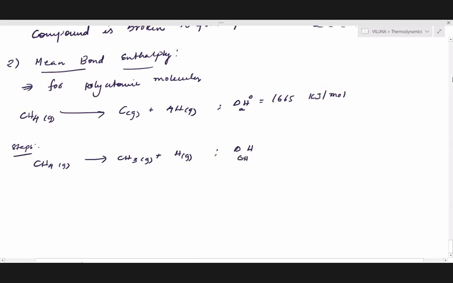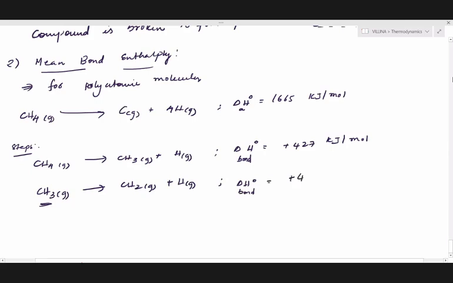This can be directly taken as bond dissociation enthalpy, because a bond is broken down and we are getting a gaseous product. So this is delta H naught. In this case, the energy change involved is 427 kilojoule per mole. Now from this CH3, we are trying to remove one more hydrogen. It will be converted into CH2 gas and a hydrogen gaseous atom. This is also breakage of a C-H bond, but the initial reactant is different.